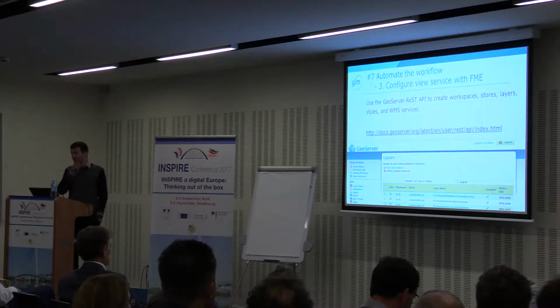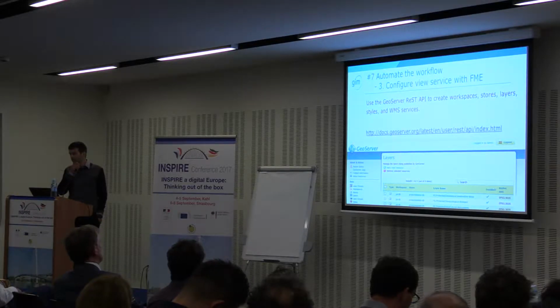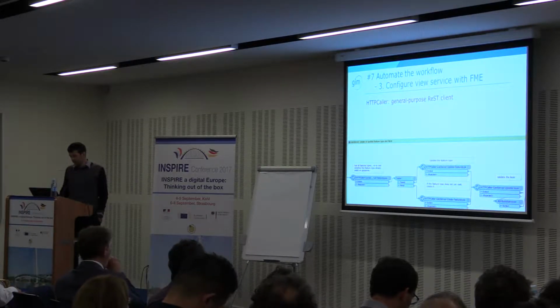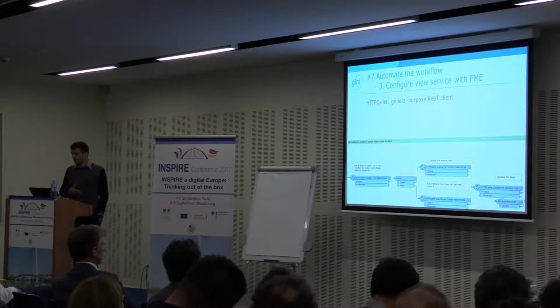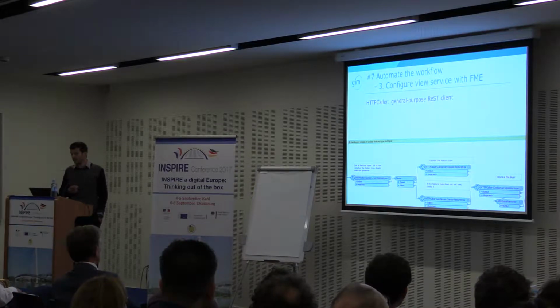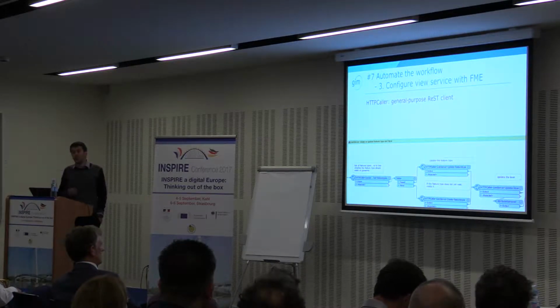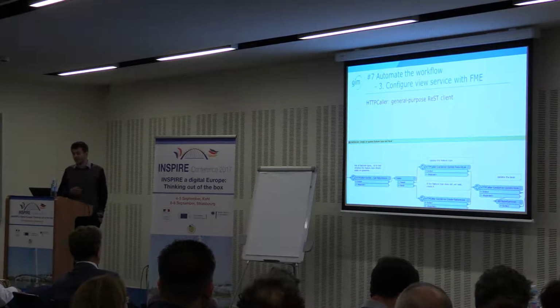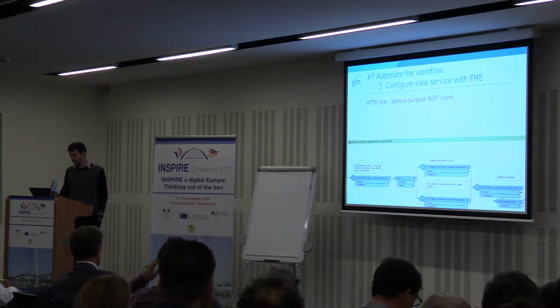You can also use FME to configure view services on GeoServer. Yeah, in this case, FME has also this general purpose REST client, which is called the HTTP caller. You can configure that, and so in the case of GeoServer, you can make HTTP requests for HTTP post or put, and send some XML configuration data along with it, just to make sure that you either create or update the right feature types and give the right layer information to GeoServer.